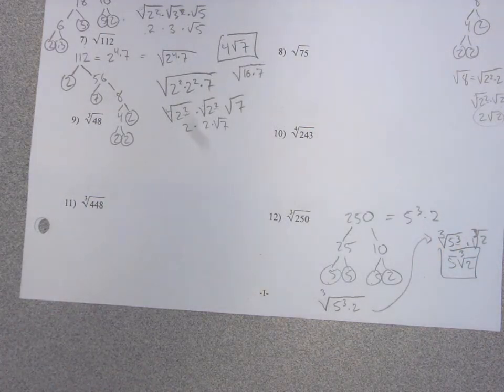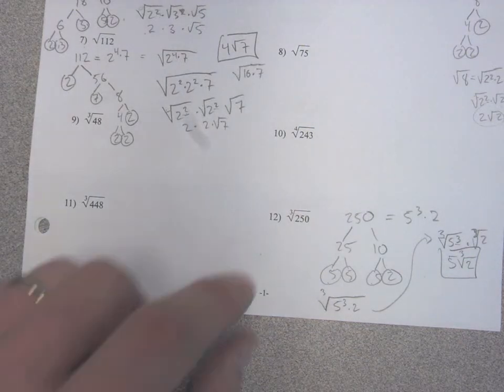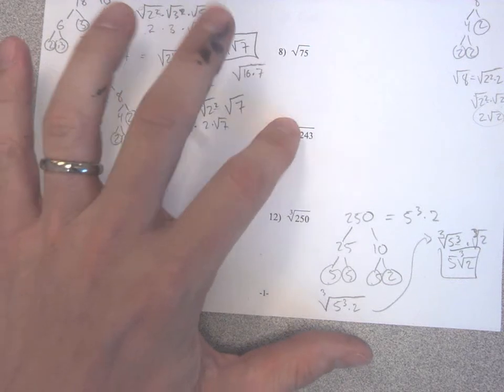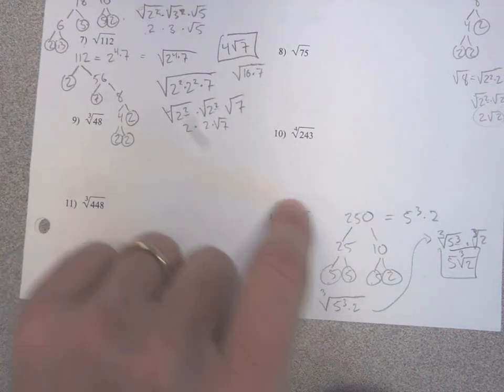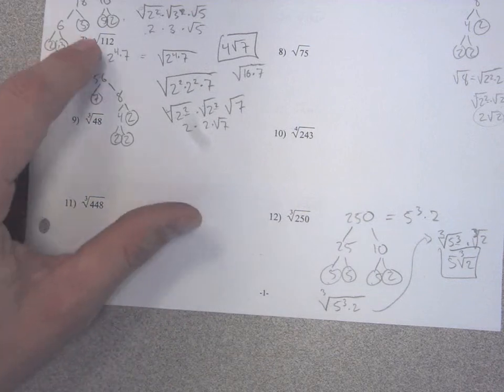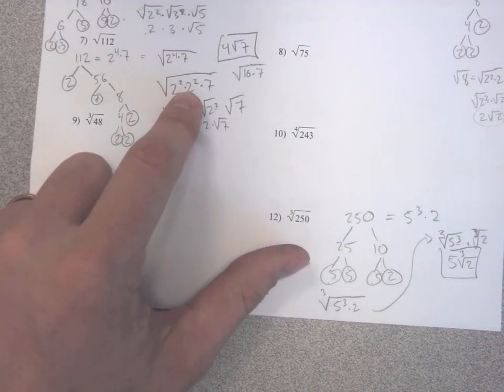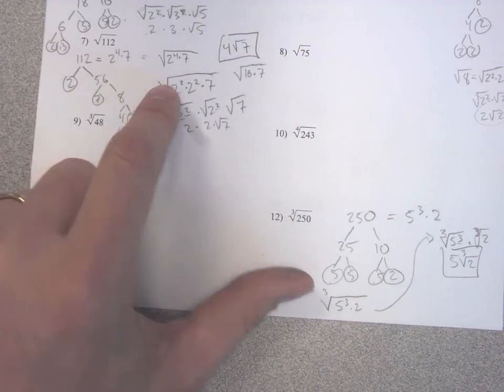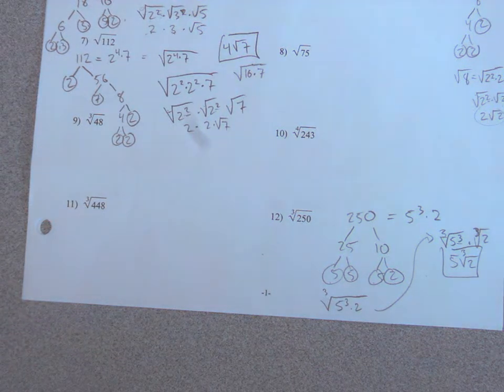All right, so let's do number 10, because that's a 4th root. When you have a third root, you're looking for third powers. A third root cancels third powers. When you have a square root, you're looking for powers of 2. The square root cancels powers of 2. A 4th root cancels powers of 4. And so what we need to do is find powers of 4.